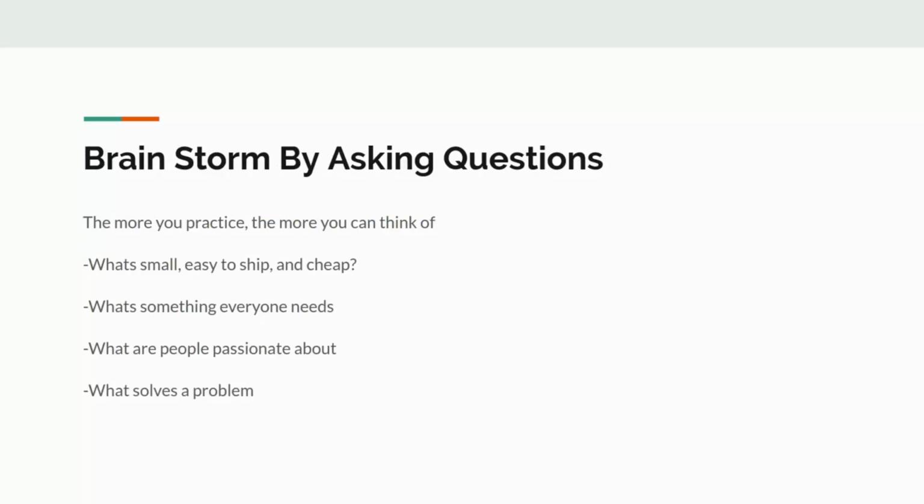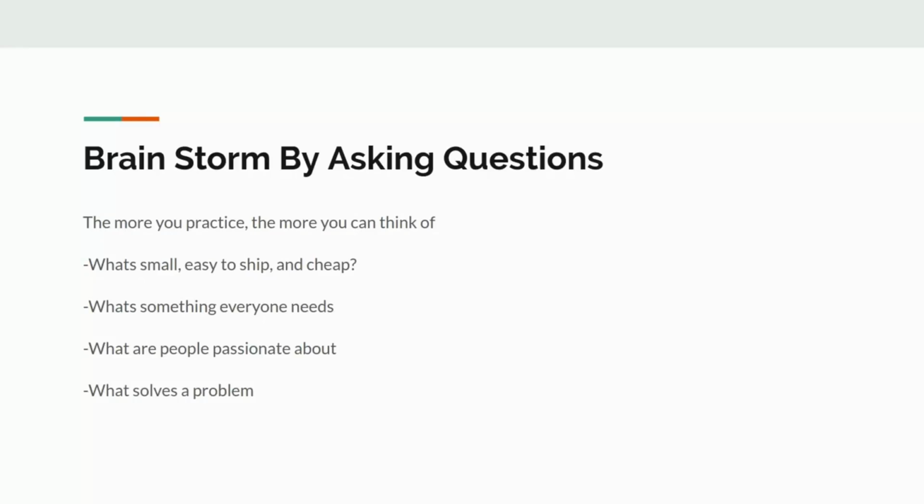So next, I brainstorm by asking myself questions. I just go back to the drawing board. Every time I need new products to test, I ask myself some of these simple questions. And honestly, the more you practice, the easier this gets and the more you start to think of, and it turns into a big snowball effect, and you start to brainstorm a lot of products. So first of all, the most important question is what's small and easy to ship and also cheap to manufacture. That's obviously a very general question, and you can get a lot of different ideas from that.